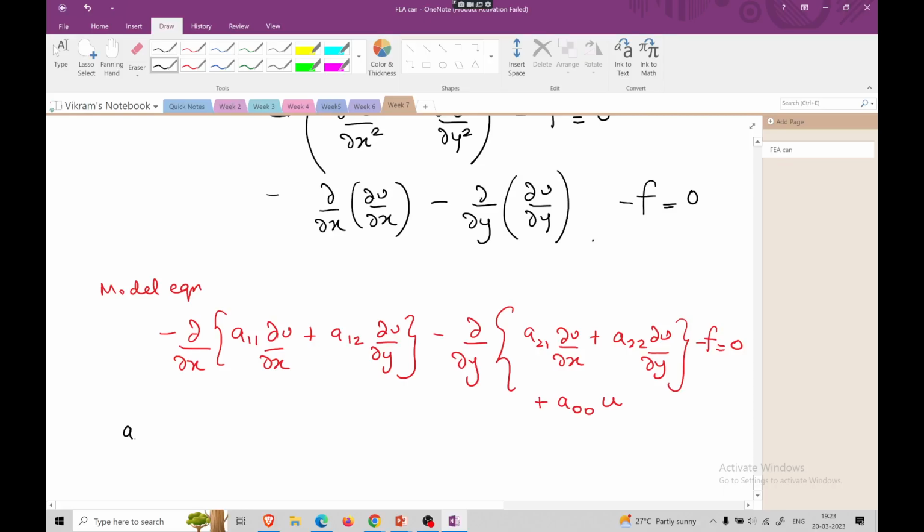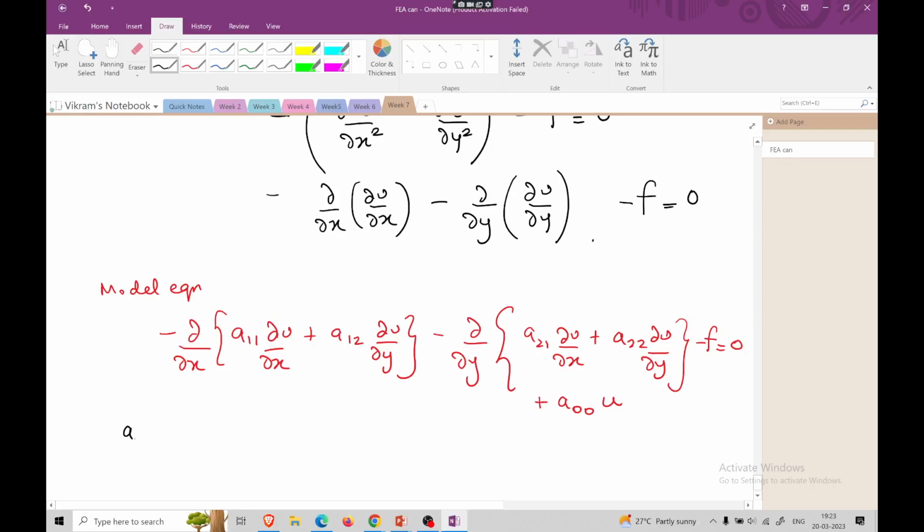It will be 0. Which will be 0, a21 or a22? A21 will be 0. You have to see carefully because dou u by dou y is there. So inside you have to see what is the coefficient of dou u by dou y. It is 1, and this corresponds to a22, and there is no dou u by dou x term, which means a21 is 0. So this vanishes. What about a00? 0. Yes. Okay.